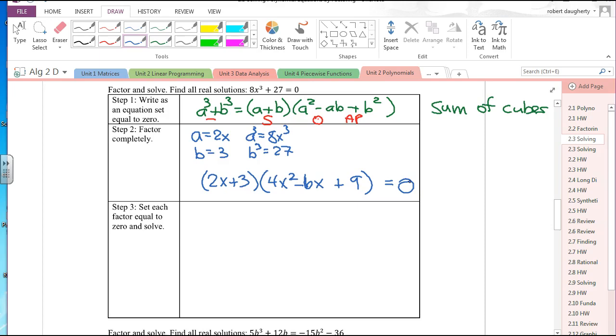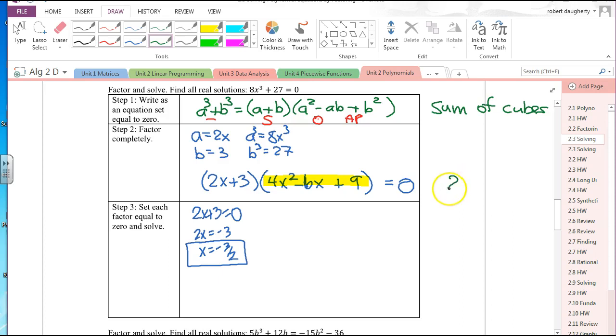Now you want to set each factor equal to 0 and solve. So 2x plus 3 equals 0. That means that 2x equals negative 3, x equals negative 3 halves. Okay, that is one of my solutions. Now the next thing I have to do, I have to figure out this quadratic that I have here. Can this be factored?